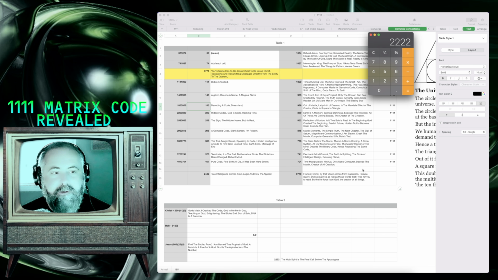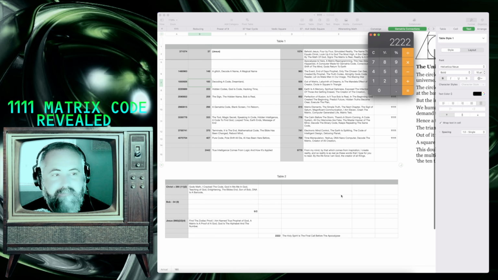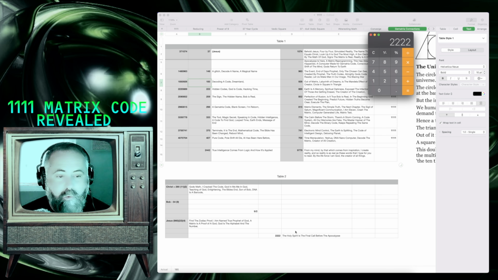So I went and looked up what that number would give through Gematria. What phrase would I get from that number? And what I get is the Holy Spirit is the final call before the apocalypse. Again, here we're talking about the apocalypse, the end.